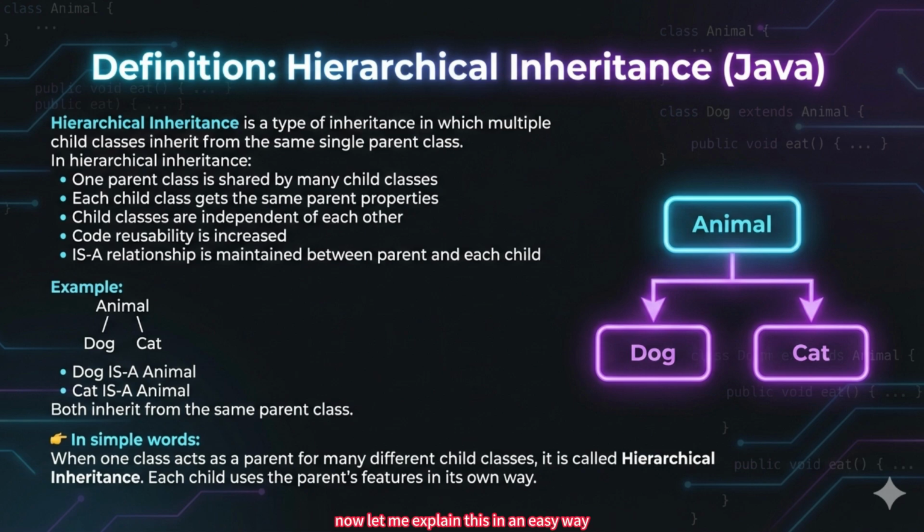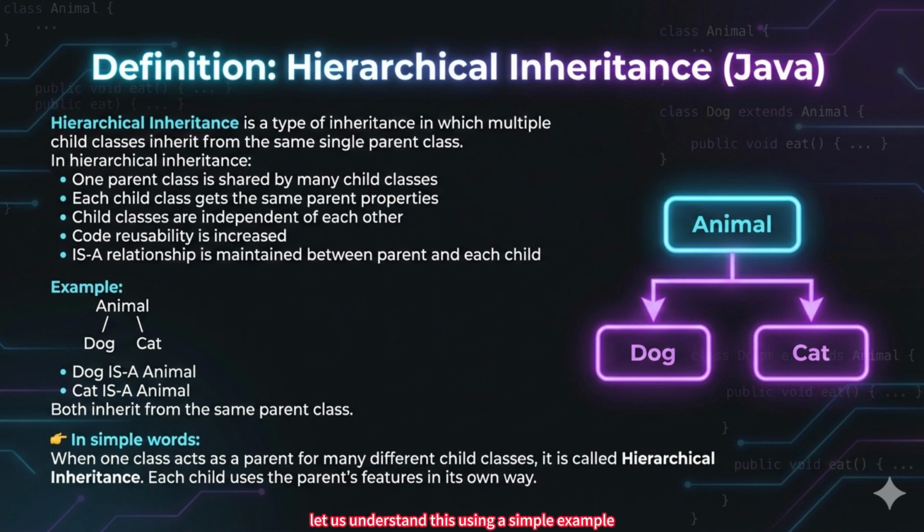Now, let me explain this in an easy way. In hierarchical inheritance, there is only one parent class. That parent class has multiple child classes. All child classes inherit the same parent properties. But child classes are independent of each other. This type of inheritance helps us reuse code and maintain a proper ISA relationship.